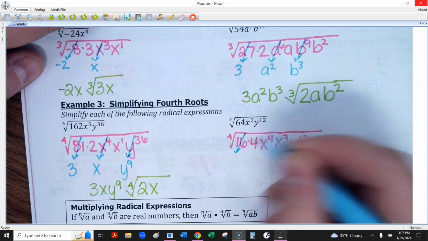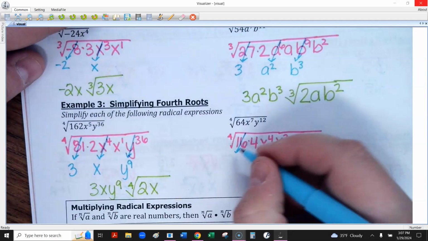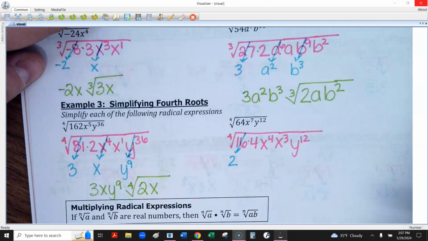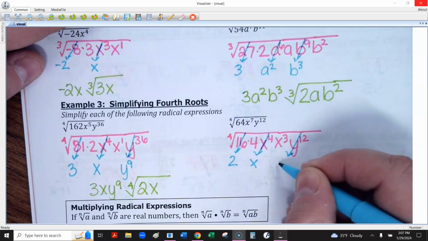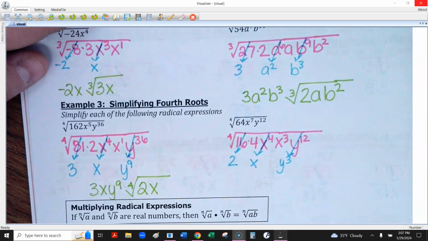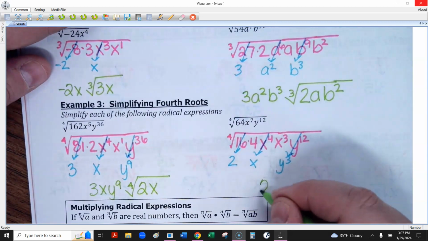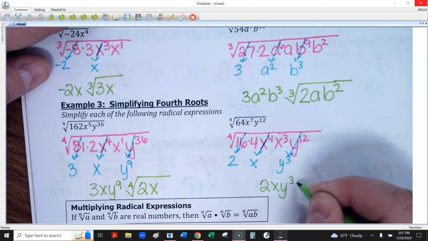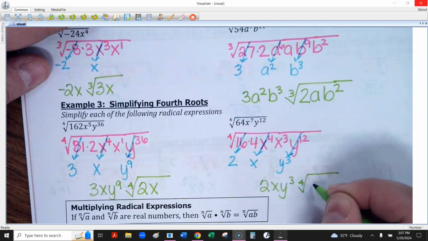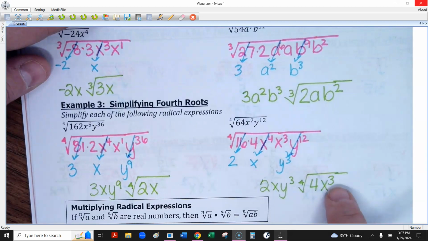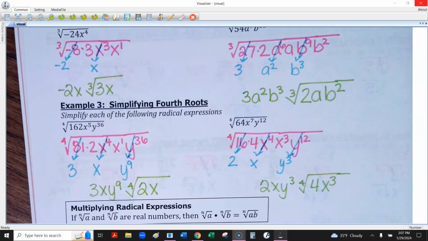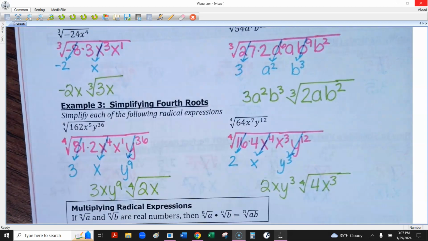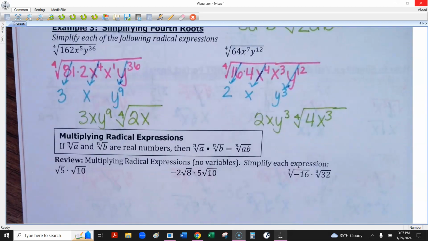Now we're doing a 4th root of 16. So this is 2. That's 2 to the 4th power. So we're pulling out a 2. This would pull out an x. This would pull out y to the 3rd. And then everything else is left underneath. So 2xy cubed, and then the 4th root of 4 and x to the 3rd. As long as that exponent is smaller than the index of the root, you took out as much as you could for the variables.